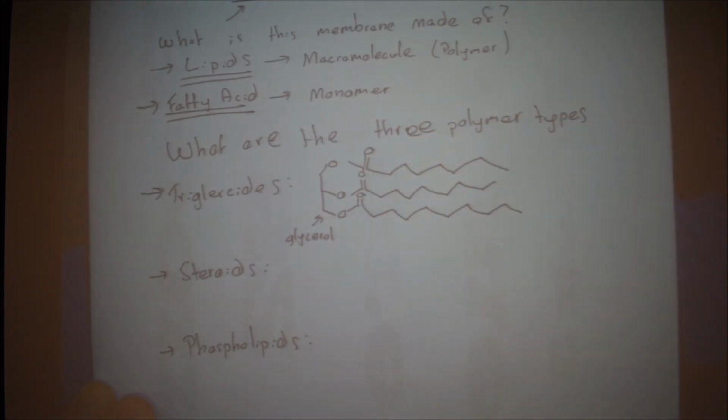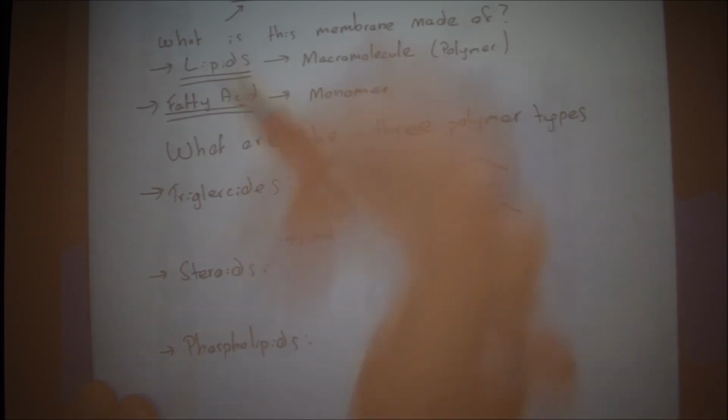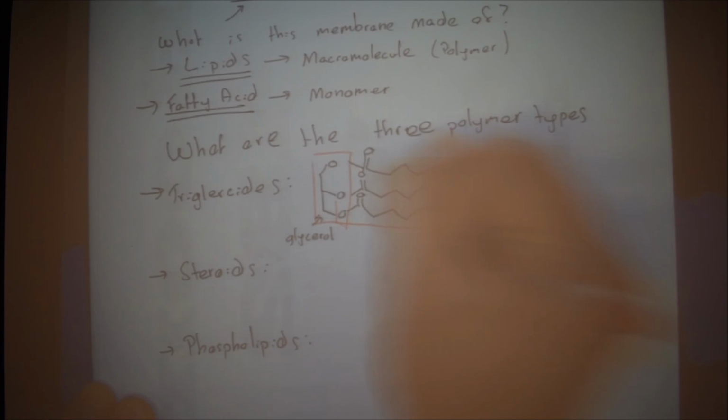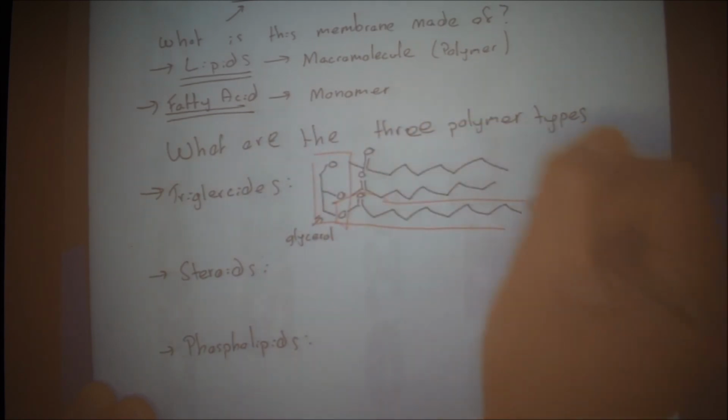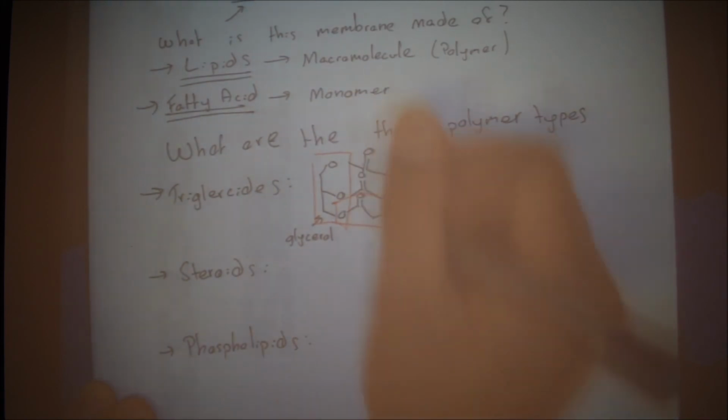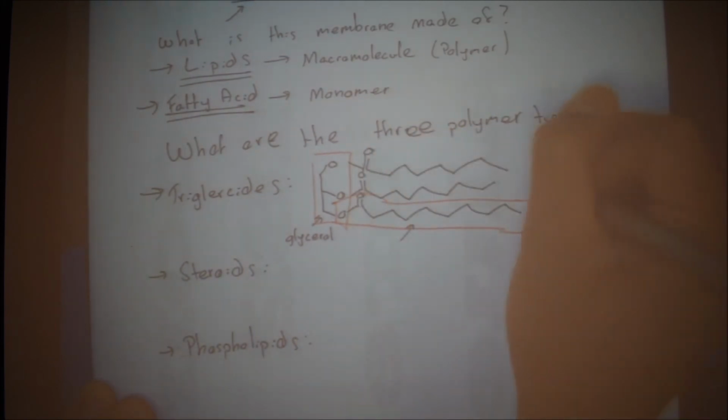So what you can see is you have these different things going on. You have a glycerol, and then inside of every triglyceride, you have this monomer. What is the monomer of a lipid? We call it a fatty acid. Fatty acid, that's right. So right here you have 3 fatty acids.